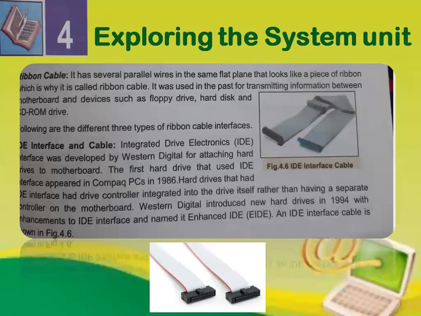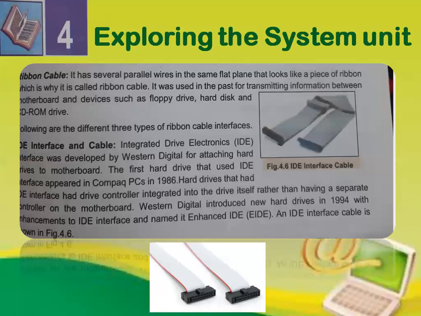So inside the computer system, we have ribbon cable, and all the components which we want to make part of the system unit inside the computer are connected to the motherboard. With the help of ribbon cable, we can attach a hard disk, CD, and floppy disk. Actually, a ribbon cable has several parallel wires in the same flat plane that looks like a piece of ribbon.